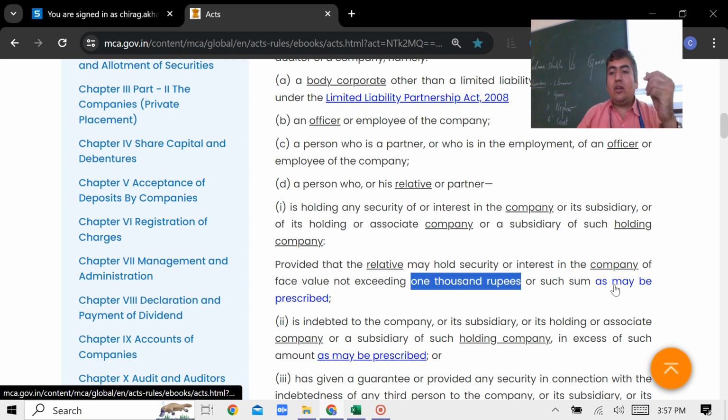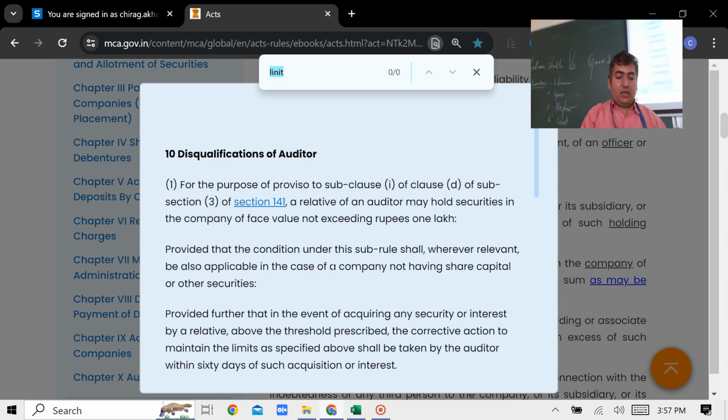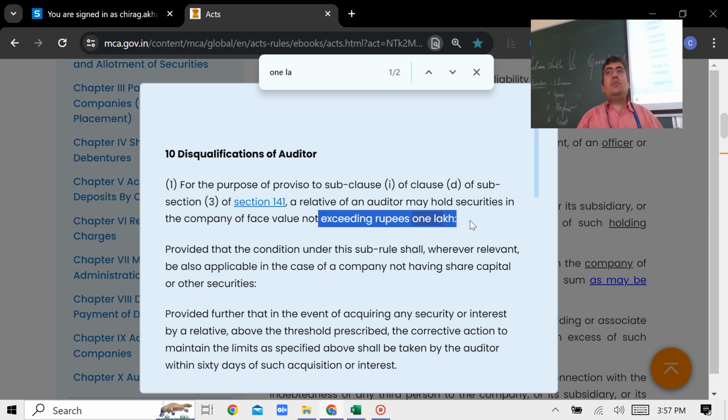Okay, so if you click on the rules now, come here. This 1 lakh rupees is provided here. So guys, this 1 lakh limit hasn't been taken from the provision. It's taken from rule 10 of the Companies (Audit and Auditors) Rules 2014 and sub-rule 1. Picture is clear?